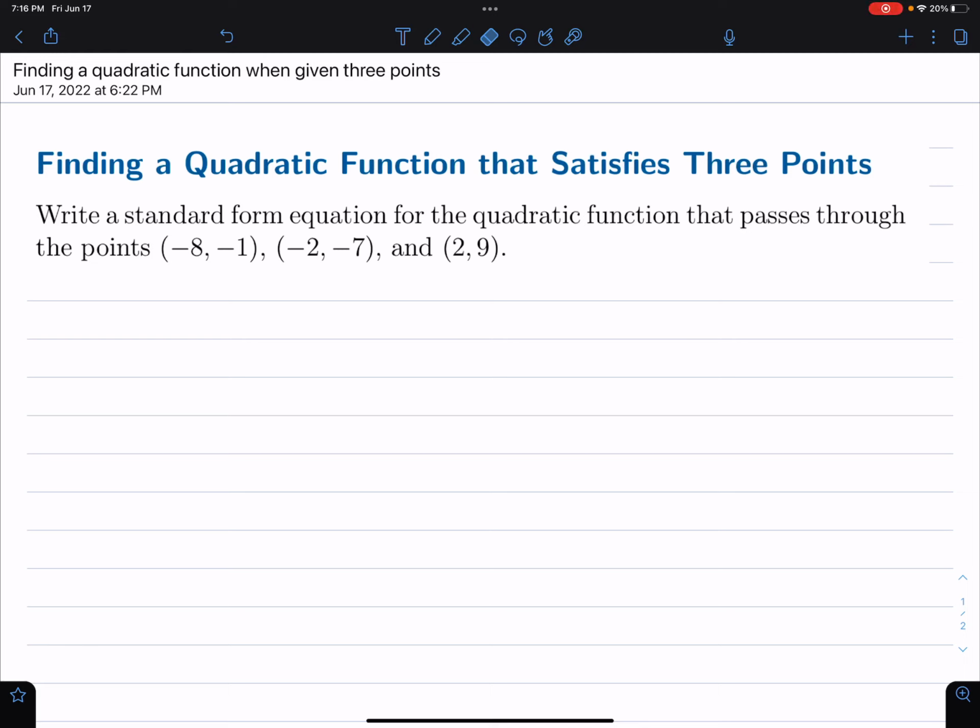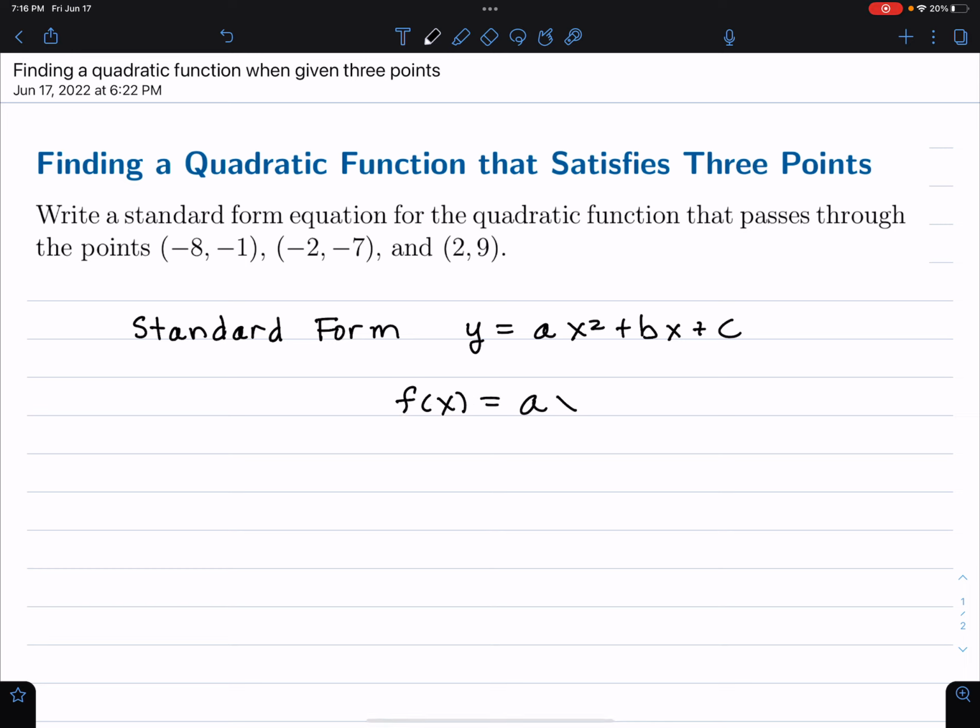Hi everyone. In this video what we're going to do is find a quadratic function that satisfies three given points. So we're going to write our quadratic function in what they call standard form, which might not be so obvious what standard form is. So let me write that down. Standard form is y equals ax squared plus bx plus c. But we could also write f of x equals ax squared plus bx plus c.